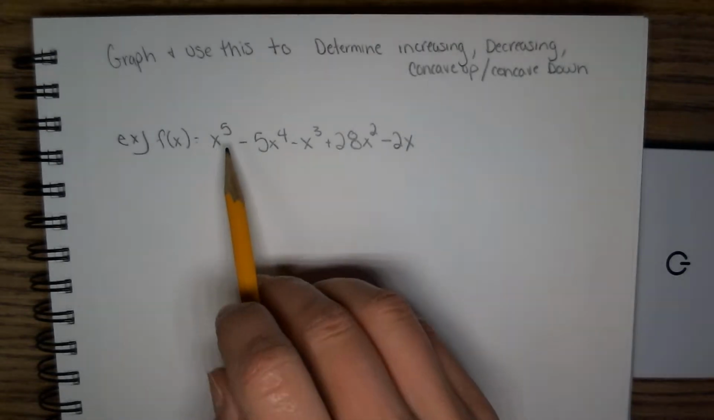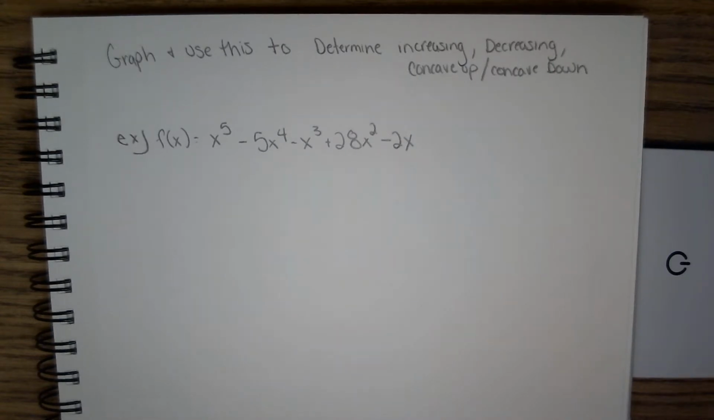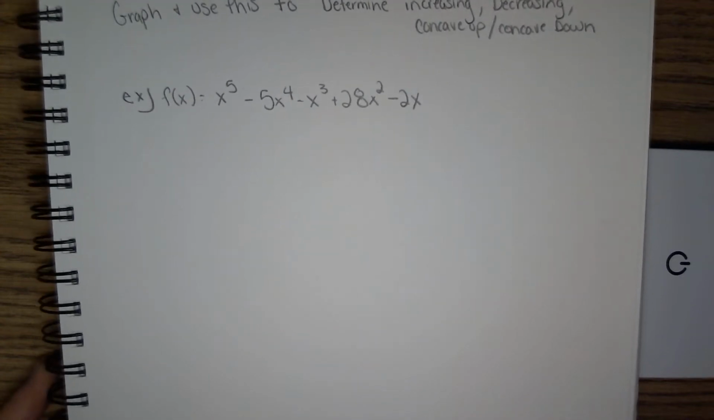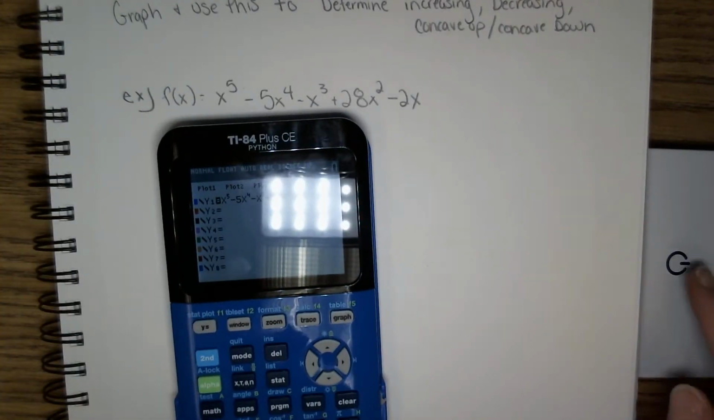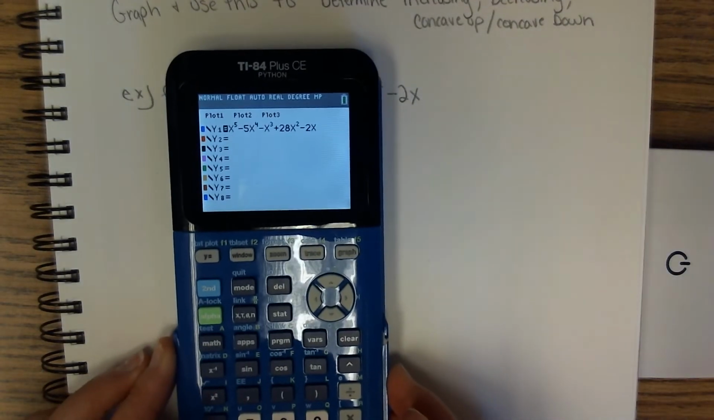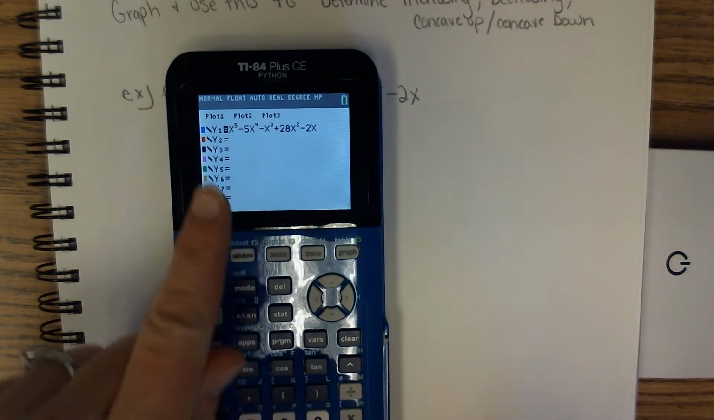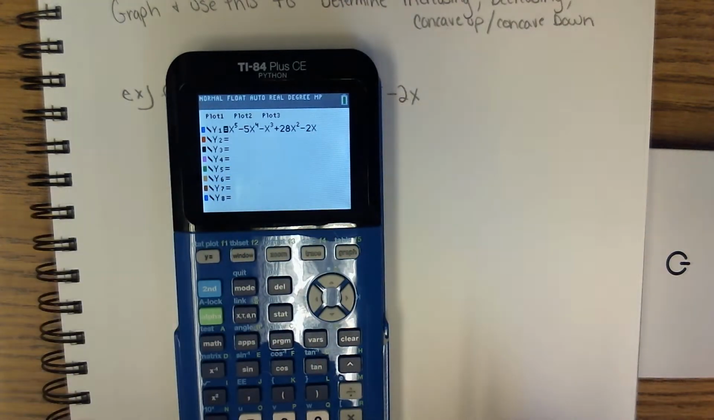So we're going to use this as our example: x to the fifth minus 5x to the fourth minus x cubed plus 28x squared minus 2x. And I'm going to do all this stuff with this example. So I have my calculator here. I'm going to have to turn off my light so that you guys can see my calculator. Okay, so here it is, and I've already entered it in.